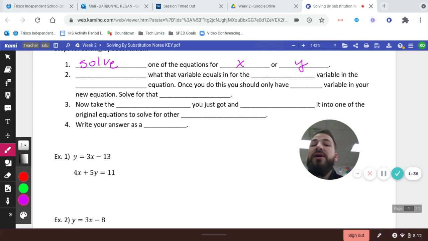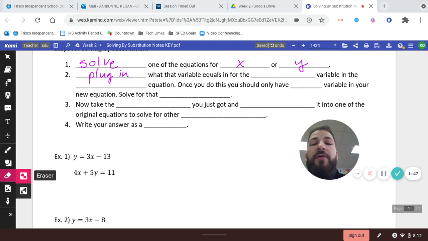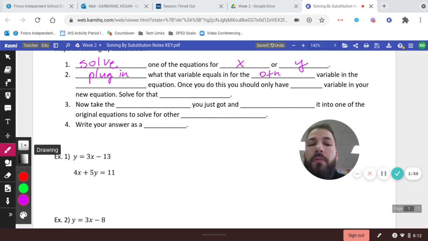Okay. Step two is we're going to plug in or substitute what that variable equals in for the other variable in the second equation. And once we do this, you should only have one variable in your new equation, and we're going to solve for that variable.